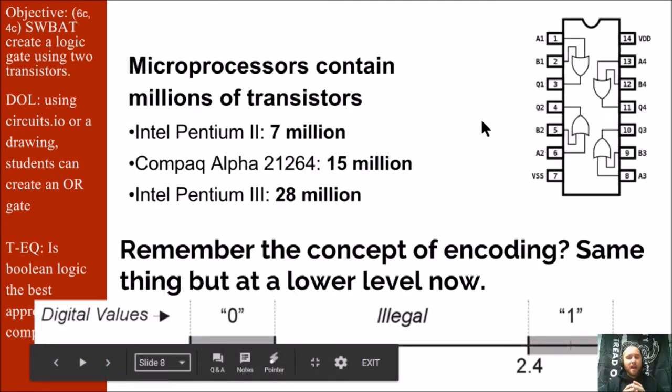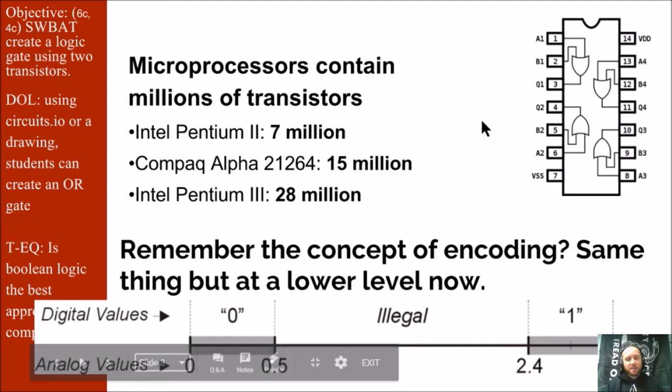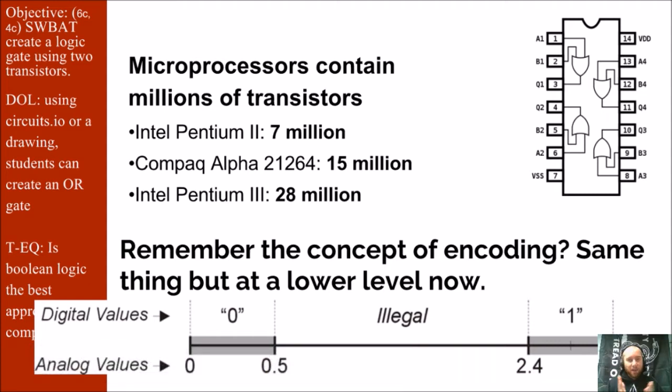And now in your mind, think about how we've made these transistors into microscopic things. Microprocessors contain millions of these. The Intel Pentium 2 has 7 million. The Compaq Alpha has 15 million. And the Intel Pentium 3 has 28 million. On your typical motherboard, when you pull that out of a computer, the transistor is just too small for you to see.